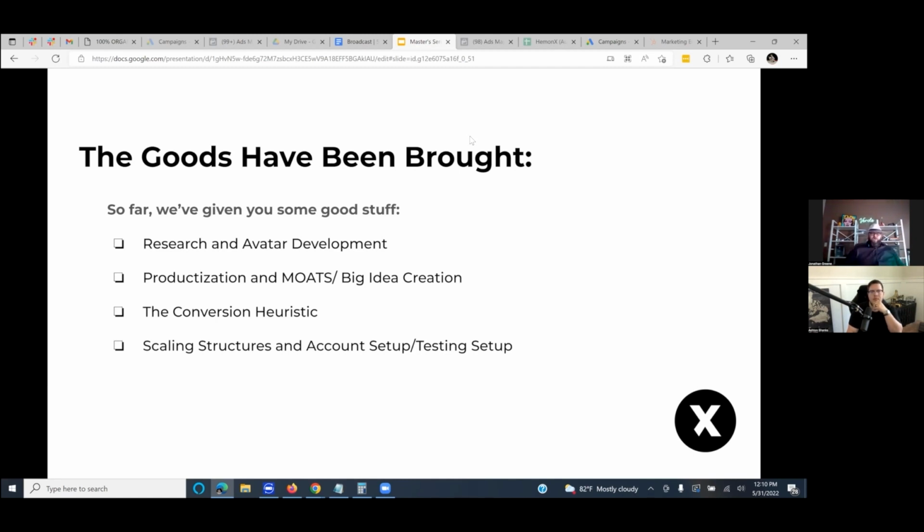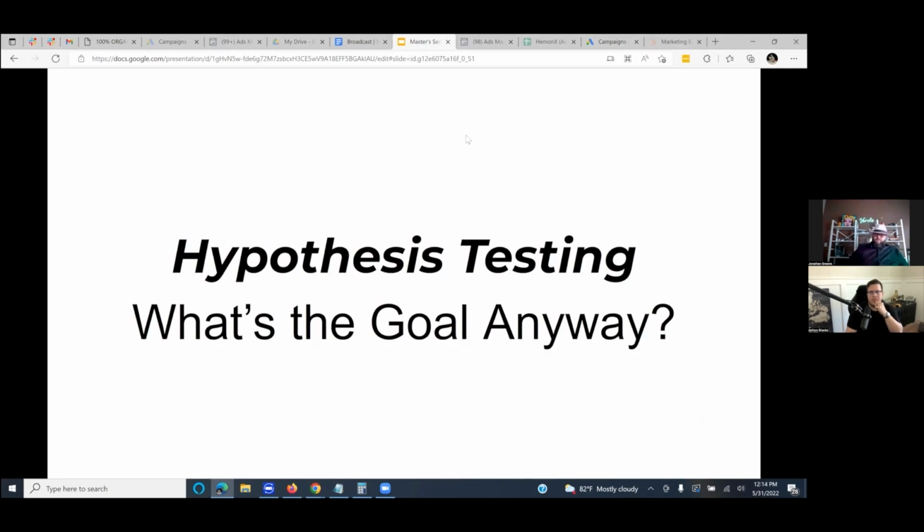And then last week, of course, we gave you all of our proprietary scaling, decentralized structures, how to set up an account, and how to actually run those split tests from your campaigns. And so it's only natural that this week we go ahead and we jump into how to know that you're doing that part of it correctly, when to stop, when you learn what you think you've learned. So let's start talking about today's topic, which is hypothesis testing. So let's jump into this now.